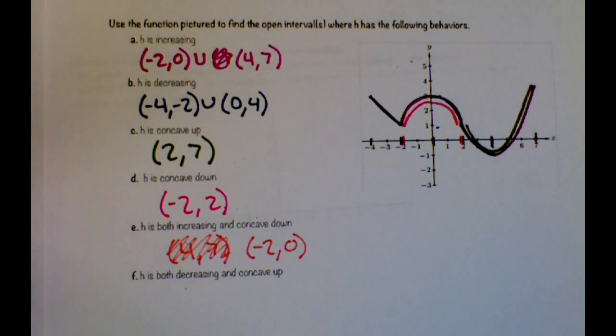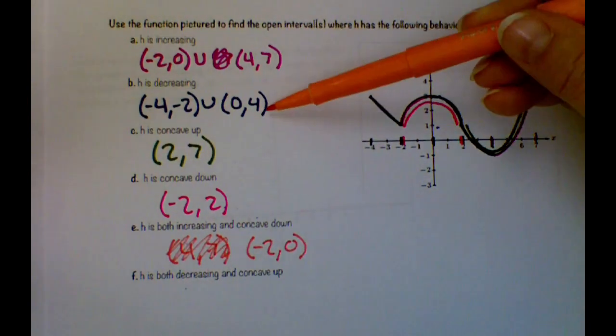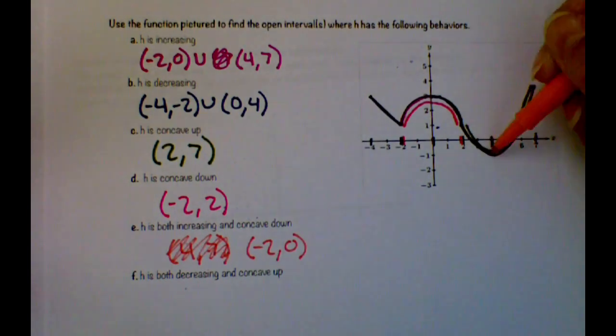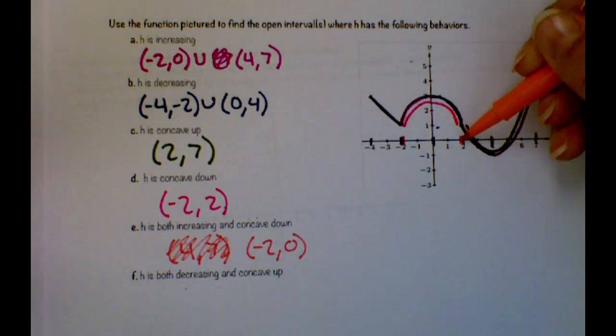Now, decreasing and concave up. Decreasing is my dark blue, concave up is my green. Where did those two overlap? Well, decreasing and concave up right here from 2 to 4.